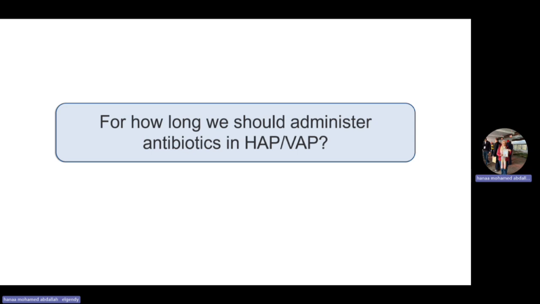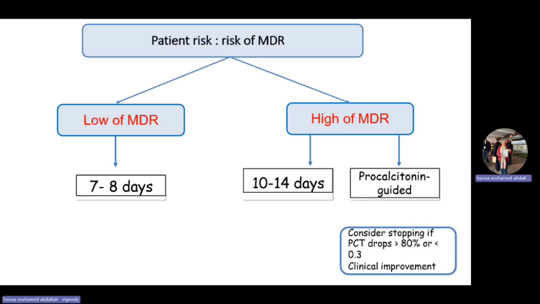For how long? It's a very important issue. For how long should we give the patients the antimicrobial? For patients at low risk for MDR, 7 to 8 days, while if the patients have a high risk of MDR, we either go for 10 to 14 days or procalcitonin or CRP guided, if procalcitonin is not available. When to consider stopping the antimicrobial: if the procalcitonin drops more than 80% or the absolute number is 0.3. A very important point is the clinical improvement of your patients.